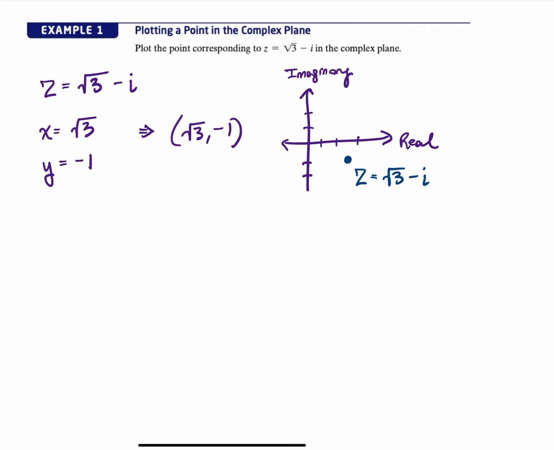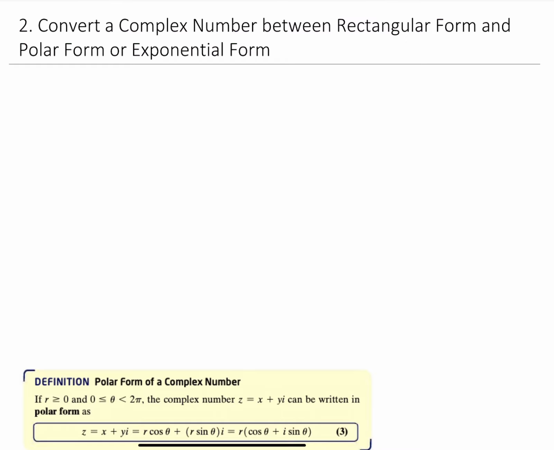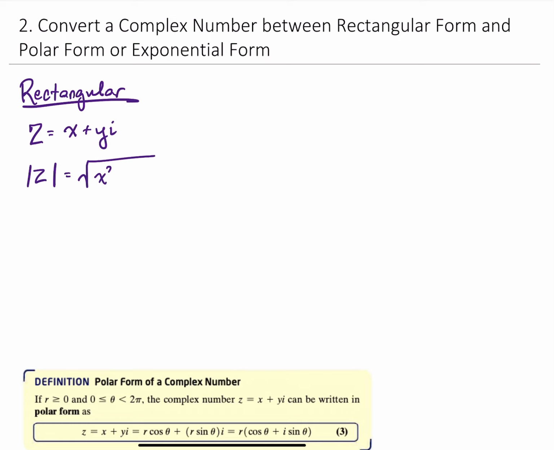So let's convert now between this rectangular form and polar form. It will follow a lot of what we've done in our previous videos. Let's just show the rectangular form again. That's z equals x plus yi, and we have the magnitude of z being the square root of x squared plus y squared.